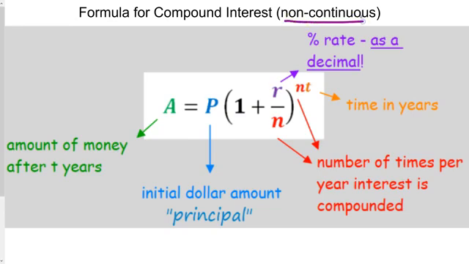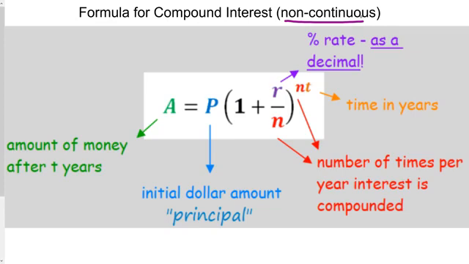This one is the non-continuous formula, where compounding is happening annually or semi-annually or daily or monthly, a finite number of times per year. And the other formula is continuous. We'll get to that in a minute.